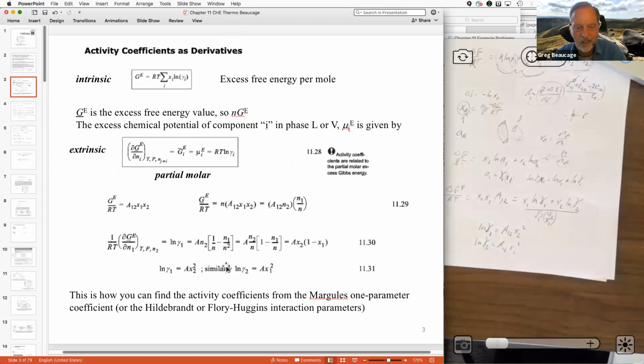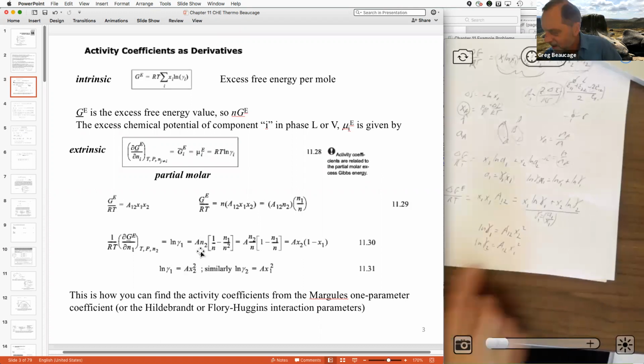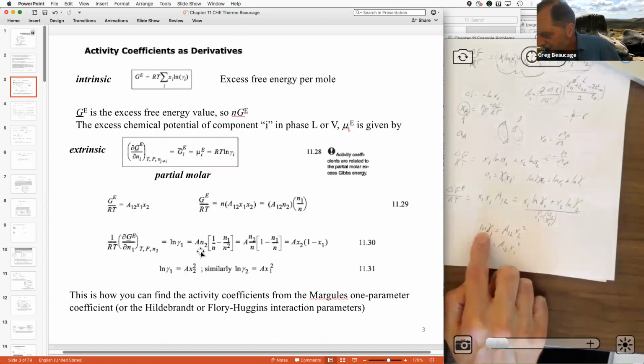Right, so anyway, you end up with this expression. The first term is n2 over n, which is x2. And the second expression, you can pull that 1 over n out, and that's x2. Then you're left with 1 times n1 over n, which is 1 minus x1, which is also x2. x2 times x2 is x2 squared. So you get this relationship that I showed you before: ln gamma 1 is A12 times x2 squared.